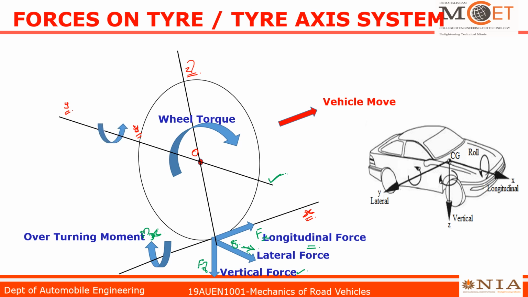If the moment is in anti-clockwise direction about the y-axis, I just mark it as My. This is called rolling resisting moment. Moment about z-axis in anti-clockwise direction, we just mark it as Mz, which is called aligning torque.